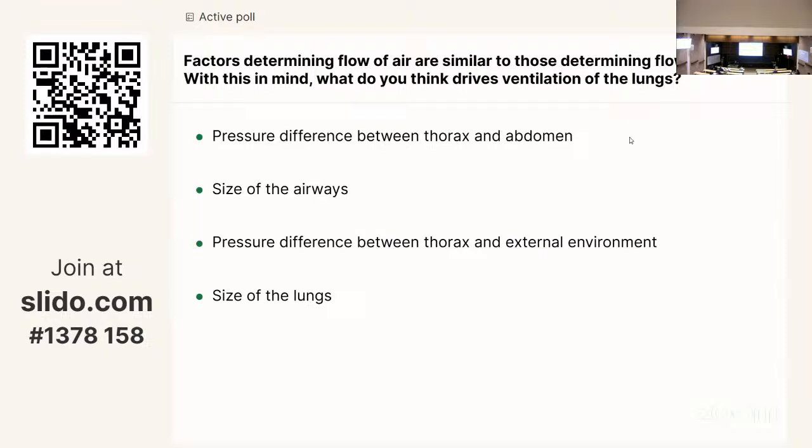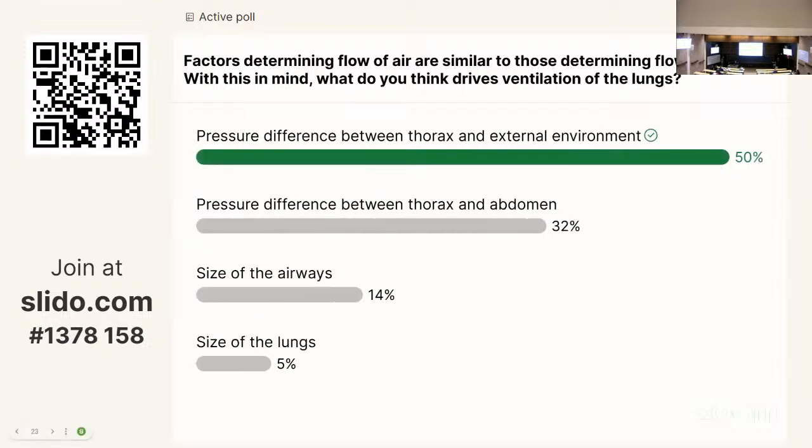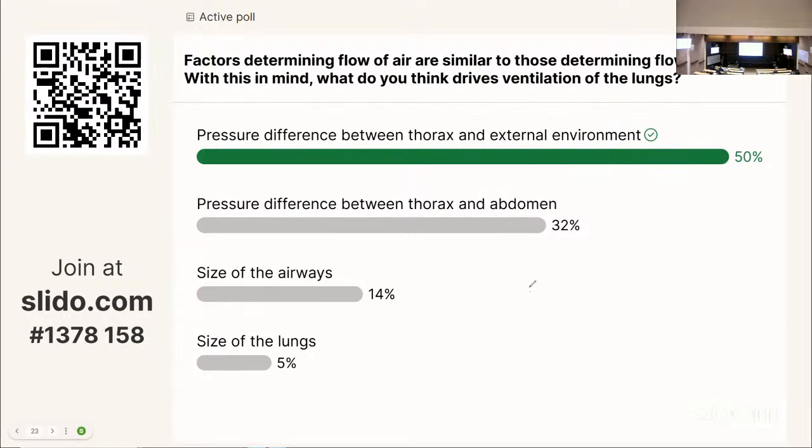Take a look at our vote. Okay, cool. All right, so almost everybody got that we're thinking about a pressure difference, which is great because yes, this is all driven by our flow rule, right? So bulk flow is still just bulk flow, even though it's air now, not blood. So we have a pressure difference and we're gonna have resistance, okay?